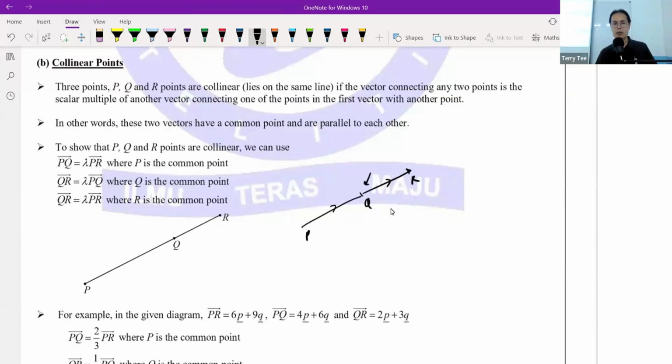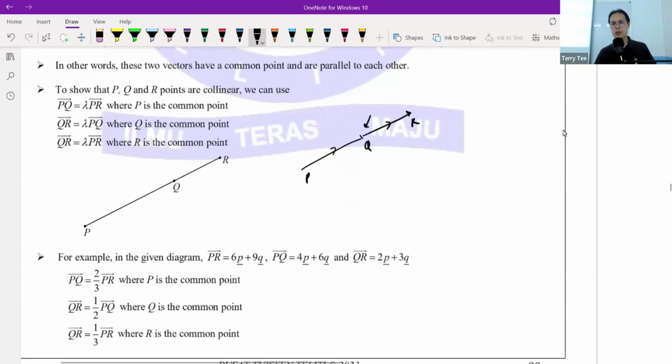Okay. But in this case, there are a few ways you can write this out. We can say PQ equals lambda PR, where P is your common point. QR equals lambda PQ, where Q is your common point, and QR equals lambda PR, where R is your common point. So in a way, you have more options.